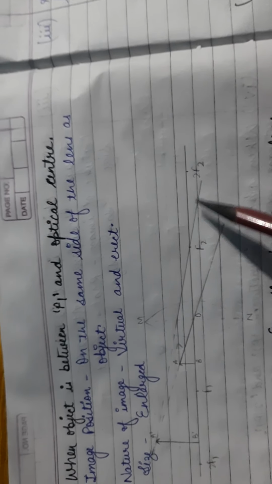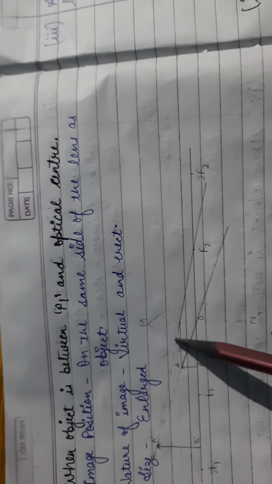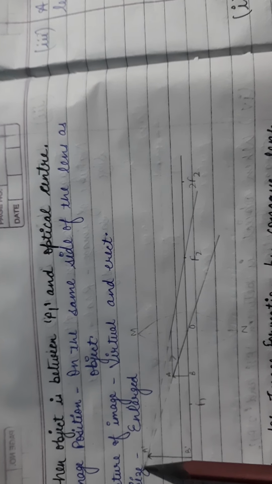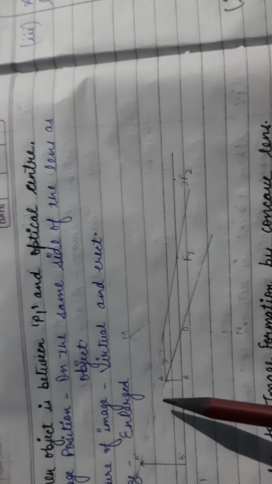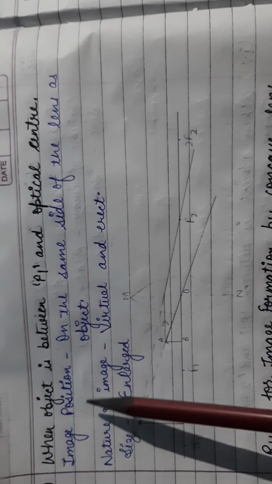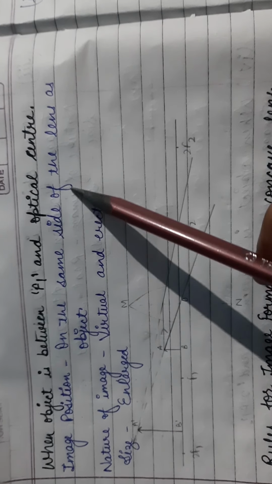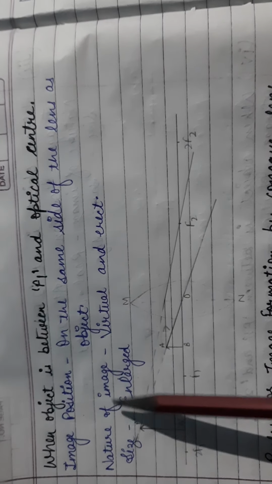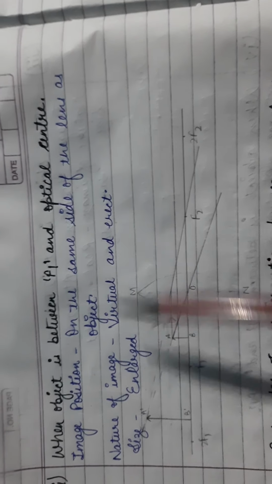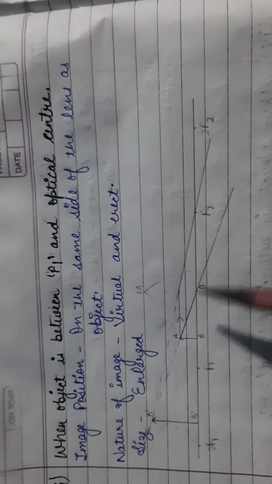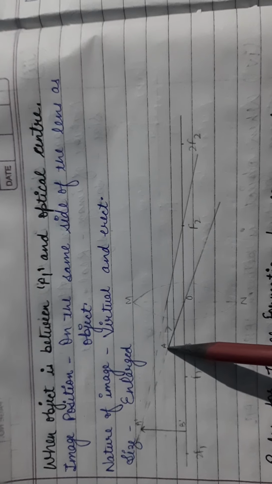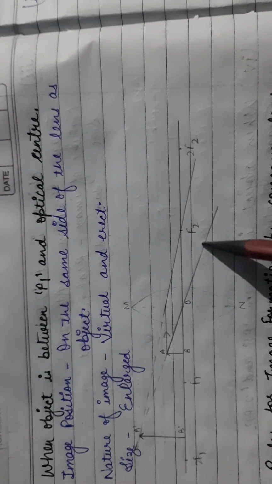But here we will take an imaginary ray on the very same side of the object. The image position will be on the same side of the lens as the object. The nature of the image will be virtual and erect. Size will be enlarged. So here's the second rule, when the ray is moving through the optical center.